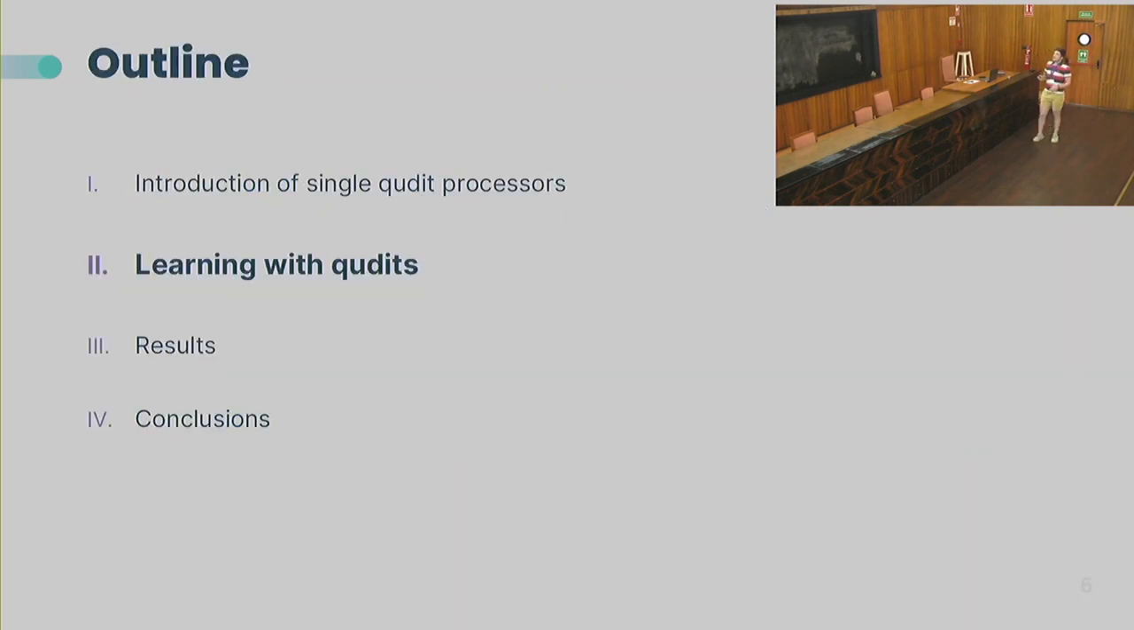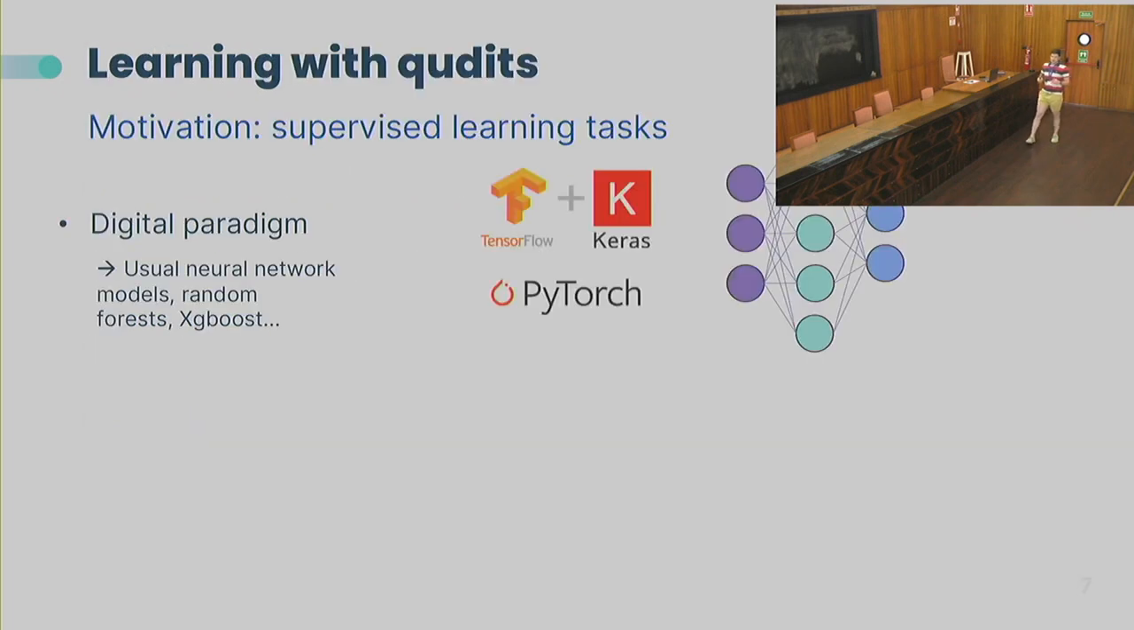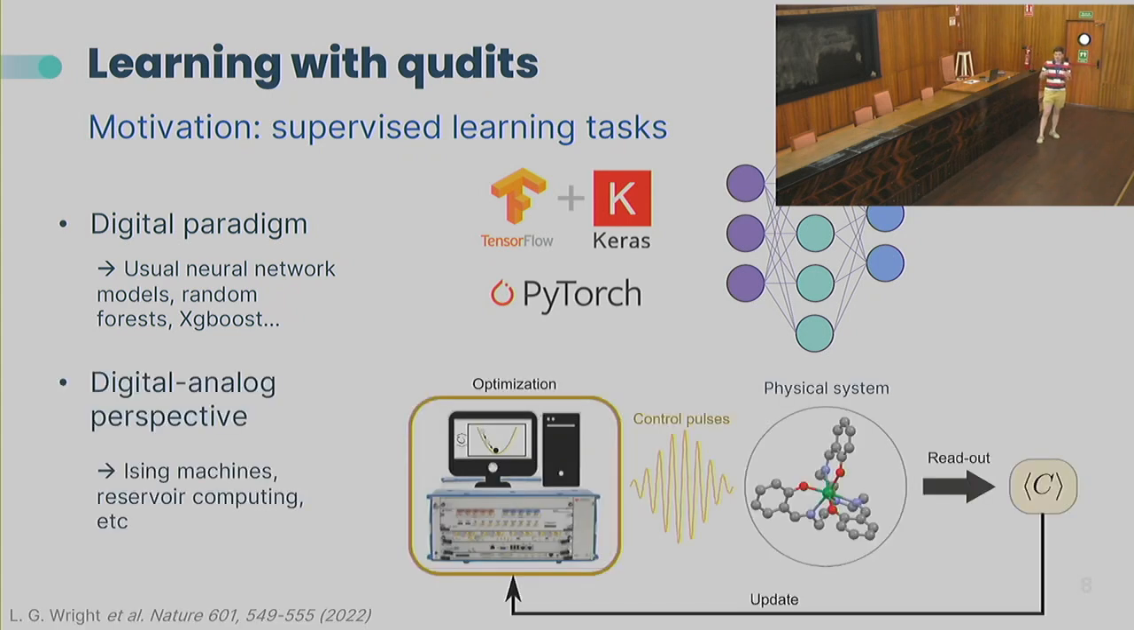The main motivation, the main goal, is to deal with supervised learning tasks. Usually, one resorts to the digital paradigm, where Python libraries like PyTorch, TensorFlow, Keras are used, and different models like neural networks, random forest, XGBoost, and so on. But we ask ourselves, in a similar fashion as Christian told us now, what happens if we include a physical system in the process? So, in a digital-analog perspective, right?